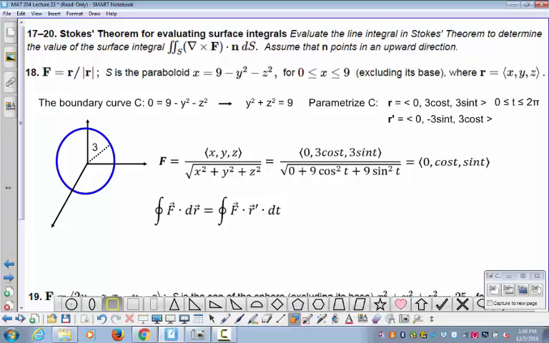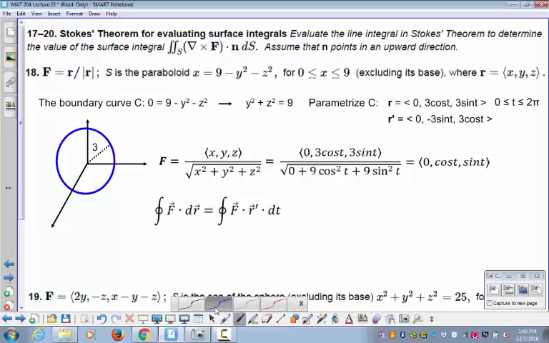So the paraboloid x = 9 minus y squared minus z squared. If you imagine y and z being 0, x is 9, so you're imagining the parabola kind of like that, going down the x-axis. It intersects the yz plane, where x is 0, and you get y squared plus z squared equals 9. That's the only part that's important to us.